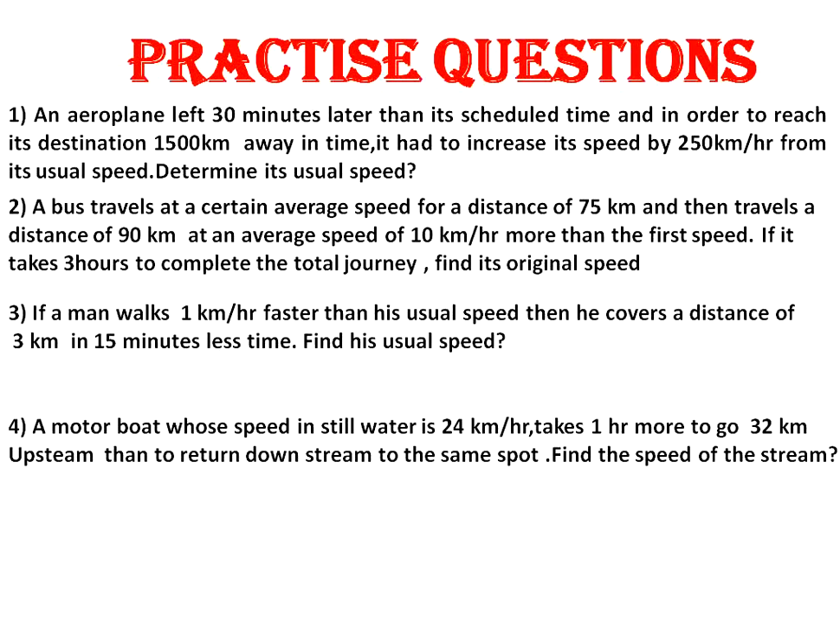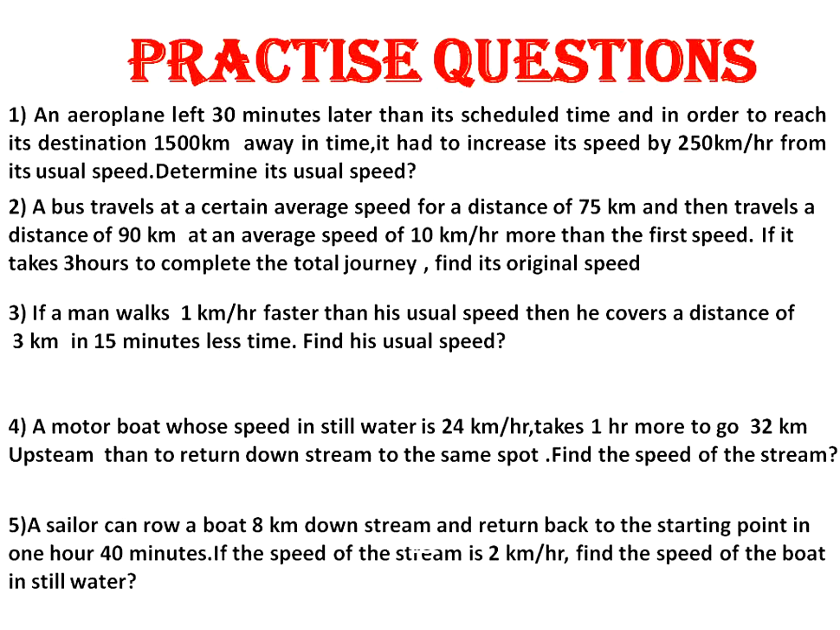A motorboat whose speed in still water is 24 km per hour takes 1 hour more to go 32 km upstream than to return downstream to the same spot. Find the speed of the stream. Downstream means you have to add, x plus 24. Upstream means x minus 24.